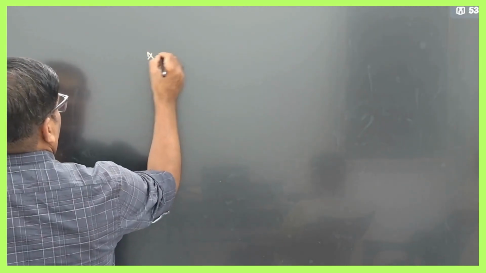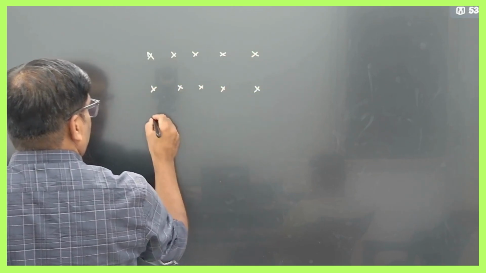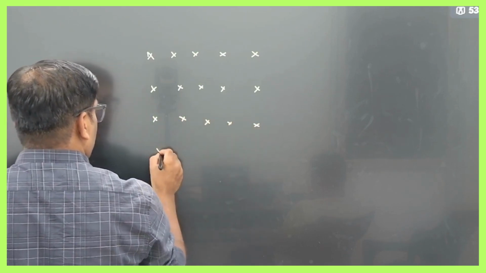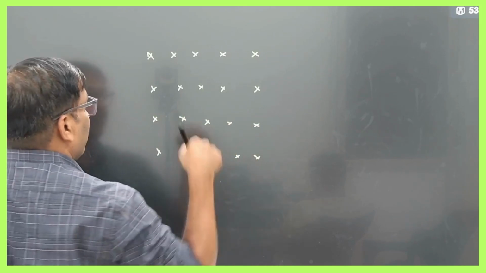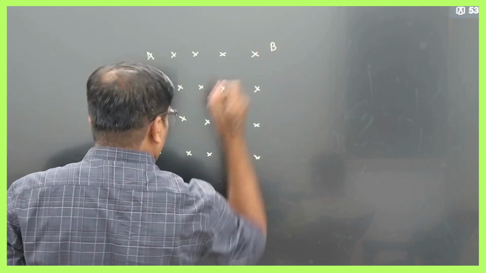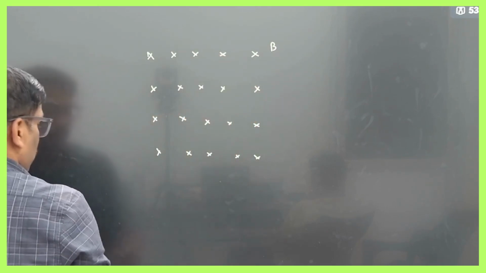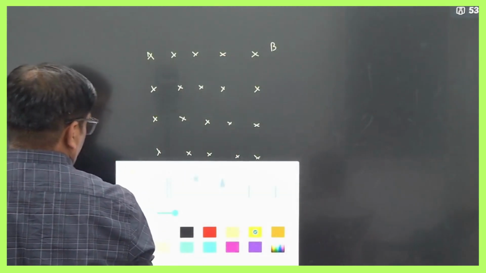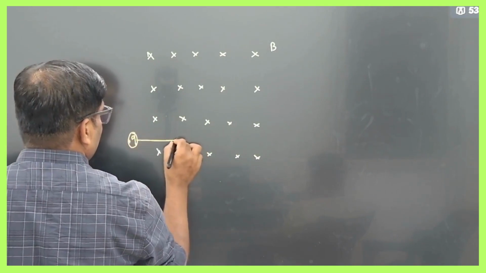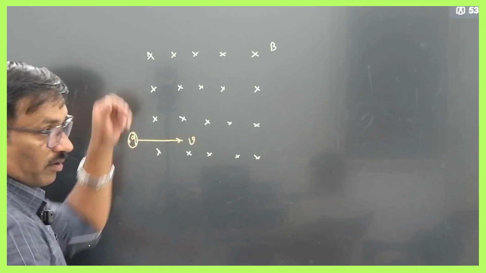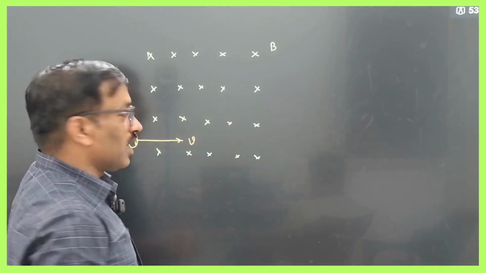Now let us see one application. Suppose there is a magnetic field here, and I am writing it with an into mark, which indicates that the field is into the board. This is the magnetic field, coming like this. Suppose one positive charged particle is entering here with some velocity, perpendicular to the field. The direction of the magnetic field is inside, and the direction of the positive charge is this side. In which direction will the force be experienced?